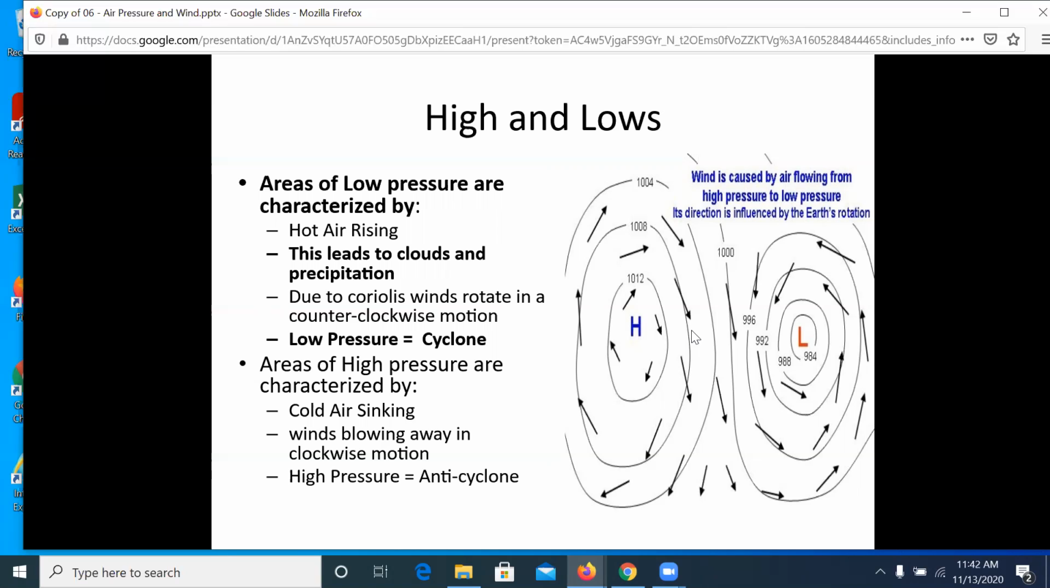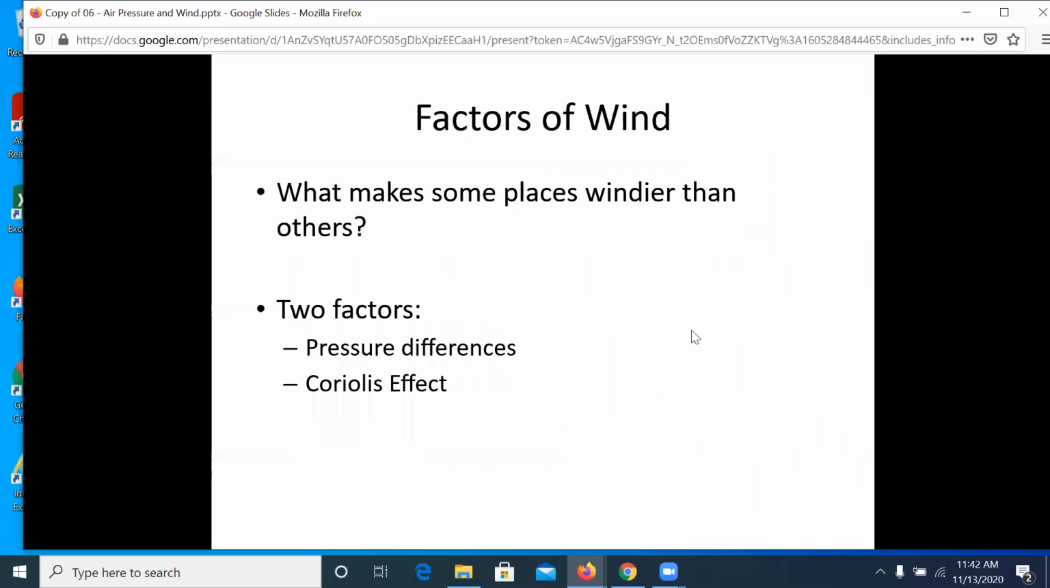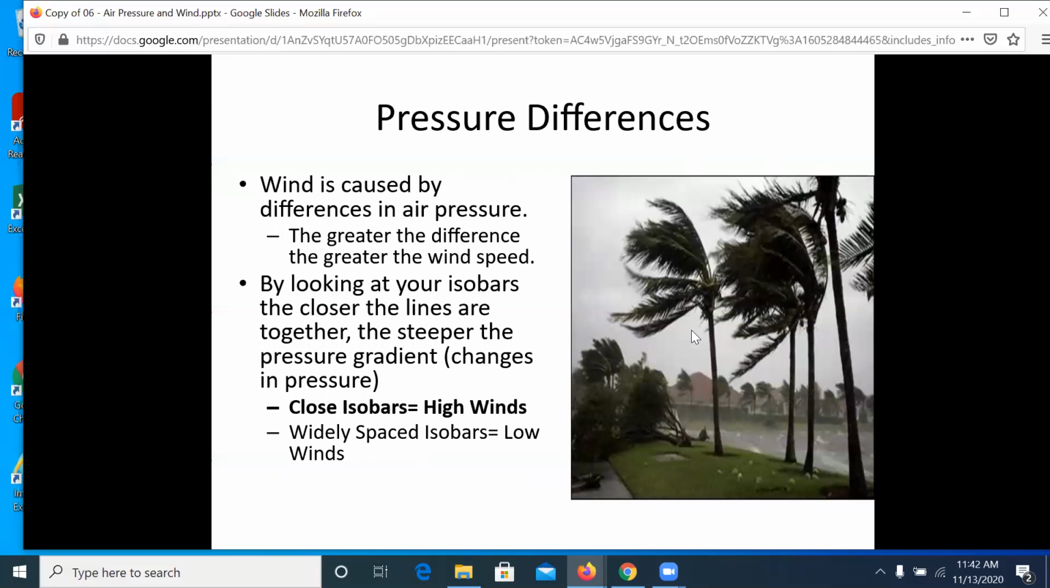Wind is caused by flowing air, again, from high pressure to low pressure, and the direction is influenced by the Earth's rotation. And we'll learn about the global wind patterns in another day. But what makes some places windier than others? There's two factors. So the pressure differences between high and low pressure and the Coriolis effect. First, pressure differences though. Wind is caused by differences in air pressure. The greater the difference, the greater the wind speed.